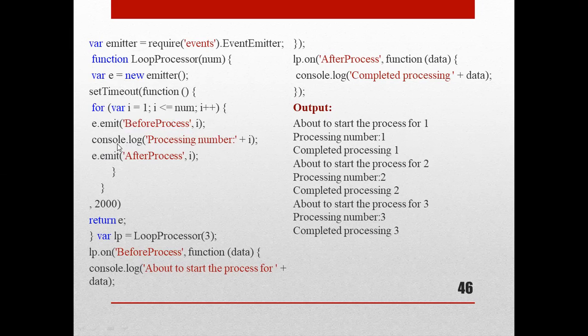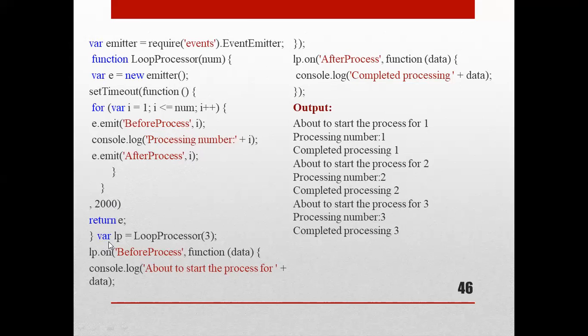Then we are going to print a message like processing number and the number using plus i. Then e.emit after process, i. These are the before and after events, and we are setting the delay to 2 seconds here. Then we are going to return that object of the emitter.